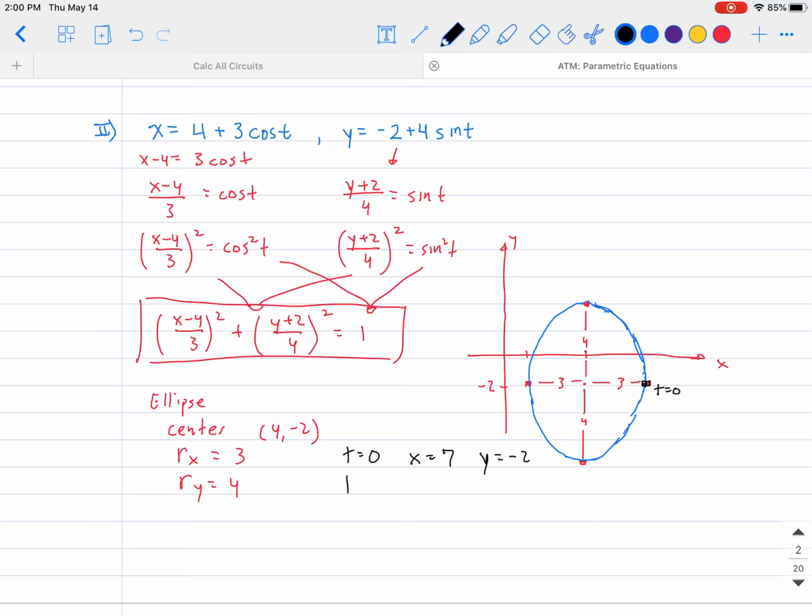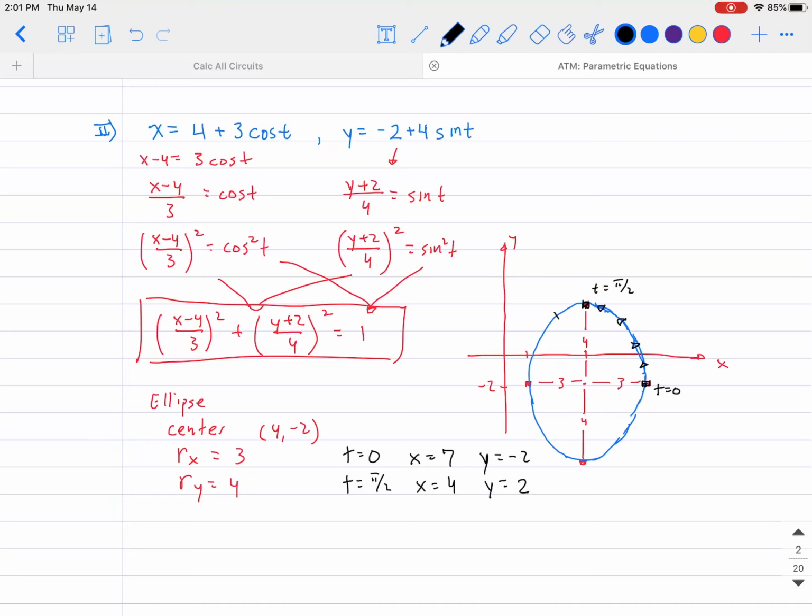Now, taking the next one, and we really only have to do 2 because that'll give us an idea about this curve since it's circular. Let's say t is equal to pi over 2. So x is now equal to 4 plus 0, so that's equal to 4. And y is equal to negative 2 plus 4, so that is equal to 2. So that point is located over here, so that's when t is equal to pi over 2. And right there, now we get the idea.